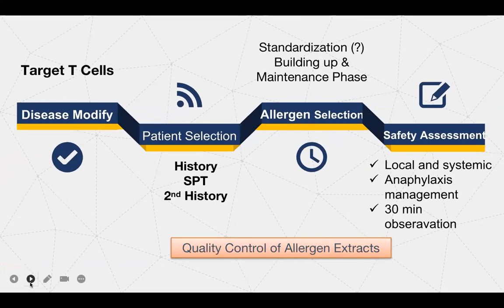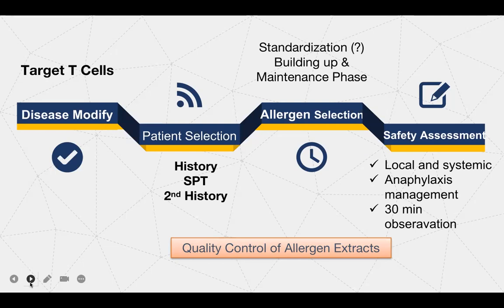So when we talk about allergen immunotherapy, what, when, and how. Summarizing, this is the modality which can target T cells, therefore modify the disease process. But most importantly, we should choose the patient properly. Right patient selection is extremely crucial. For that, the history is there, skin prick test is there, but again, we need to rely upon history taking.